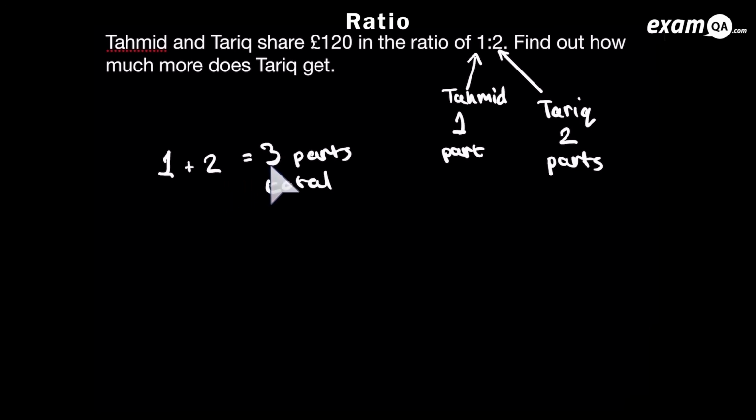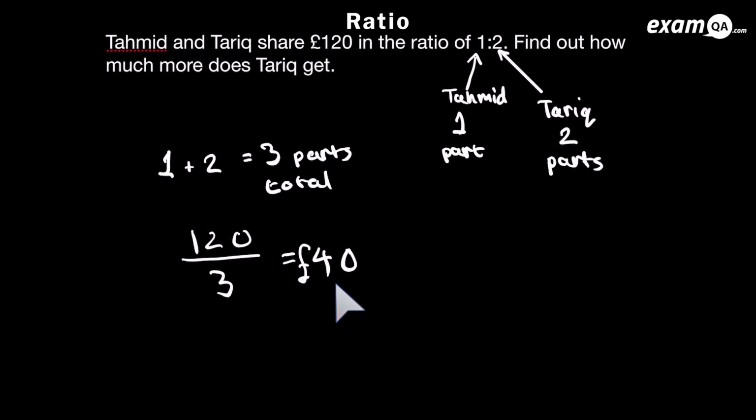So there's 3 parts total. Now, if we divide 120 by 3 parts, we'll work out what 1 part is. And that's going to be the key to answering these type of questions, finding out what 1 part is. So we do 120 divided by 3 parts, and that'll give us 1 part. And that gives us £40.